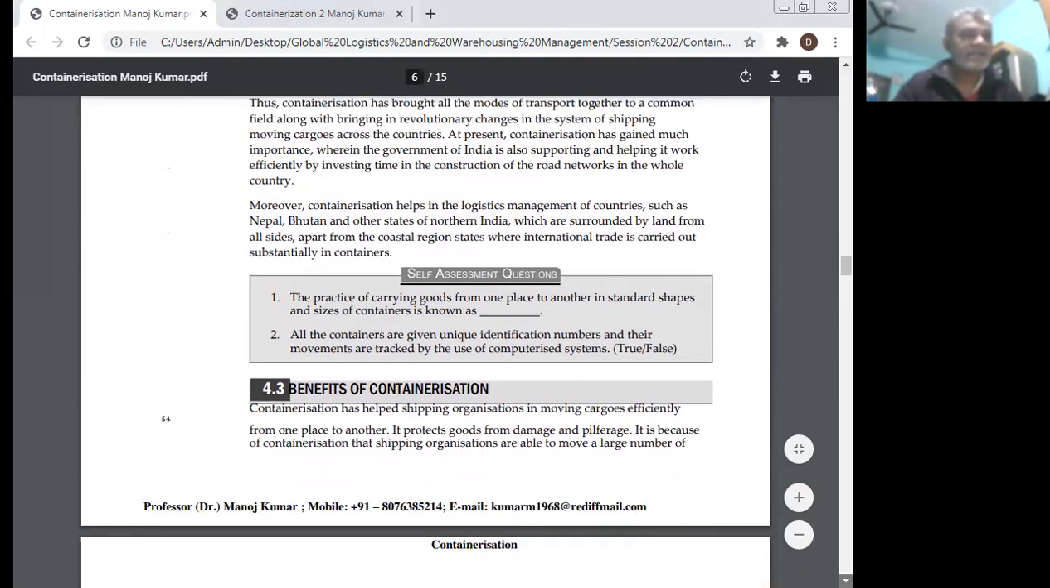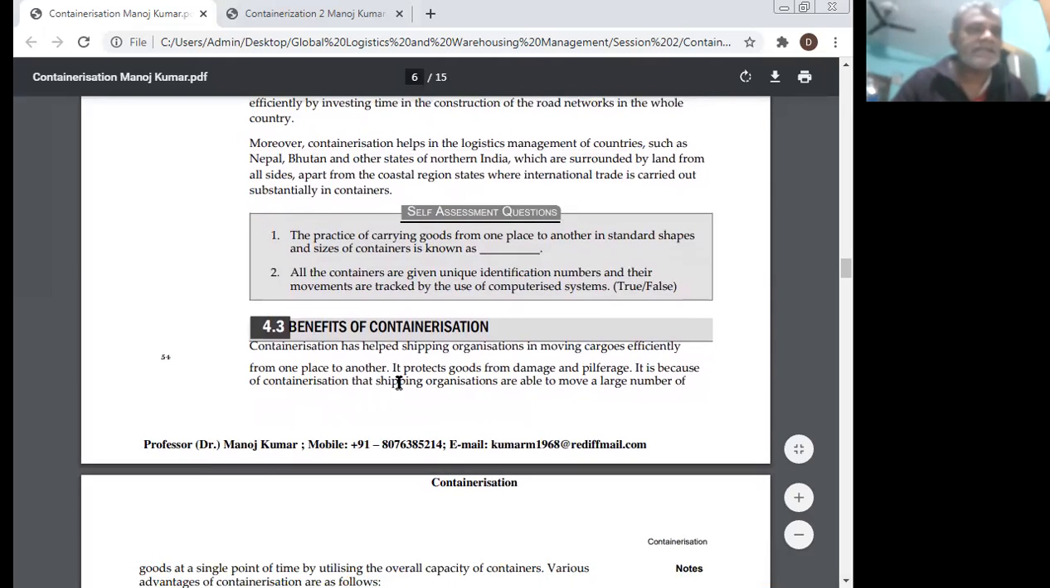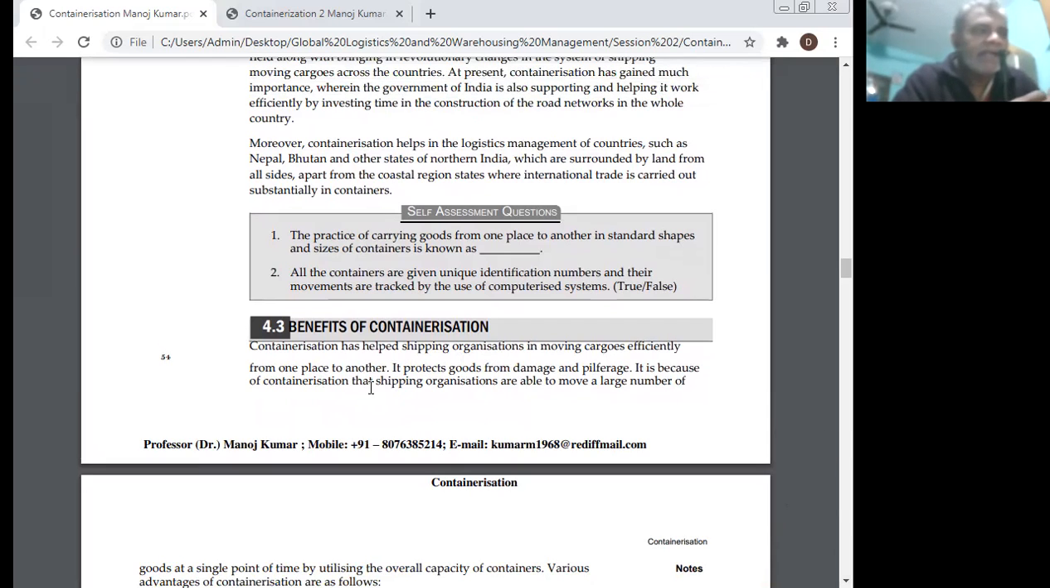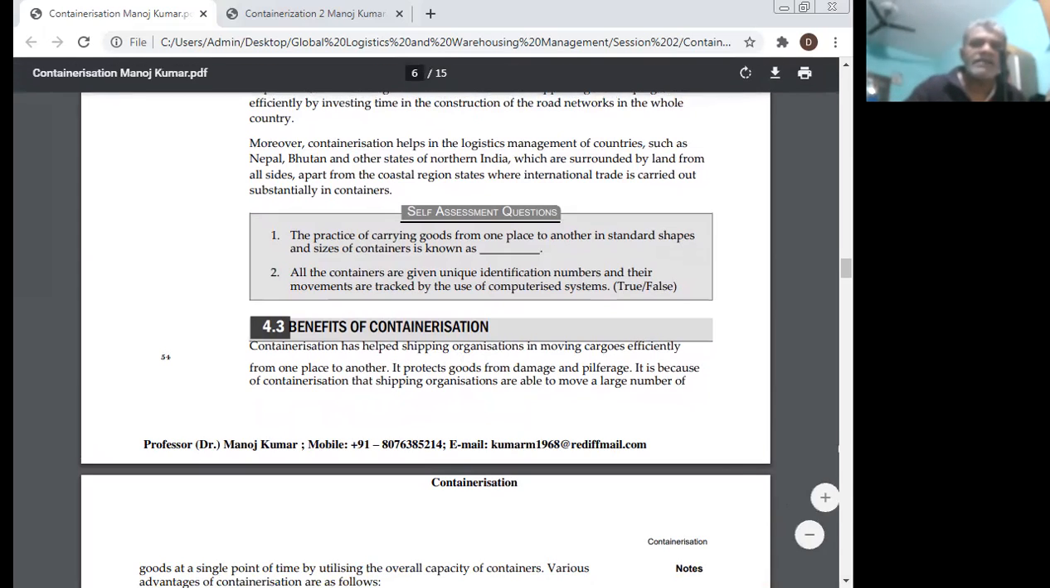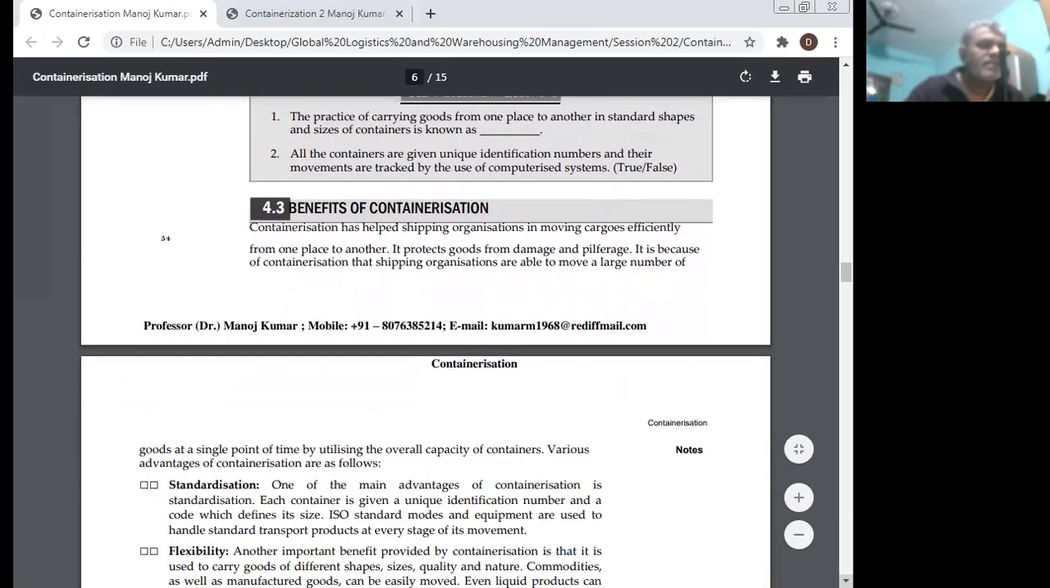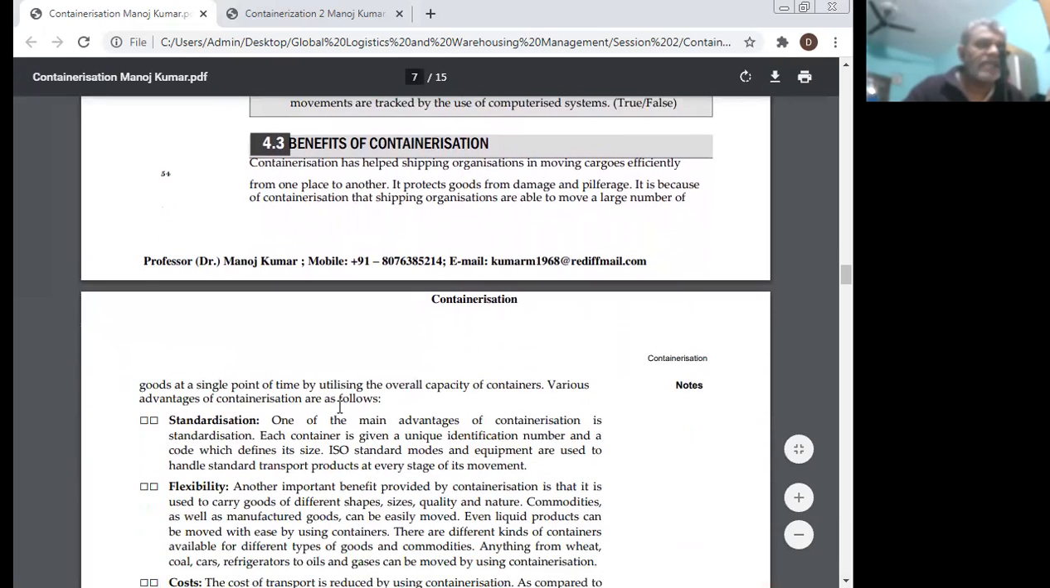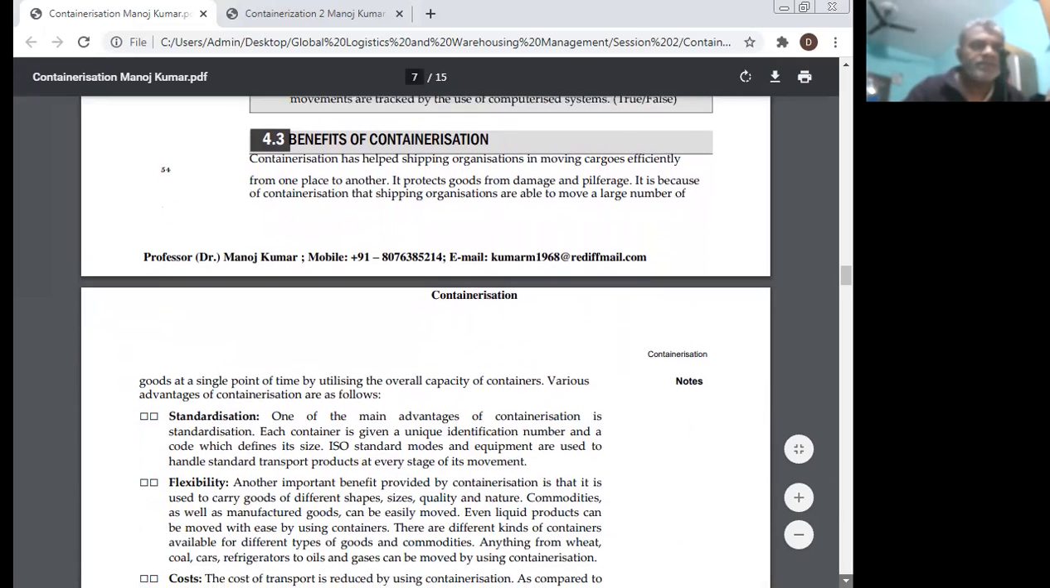The benefits of containerization. Containerization helps shipping organizations in moving cargo efficiently from one place to another. It protects goods from damage and pilferage. It is because of containerization that shipping organizations are able to move a large number of goods at a single point of time by utilizing the overall capacity of the containers. Various advantages of containerization are as follows.